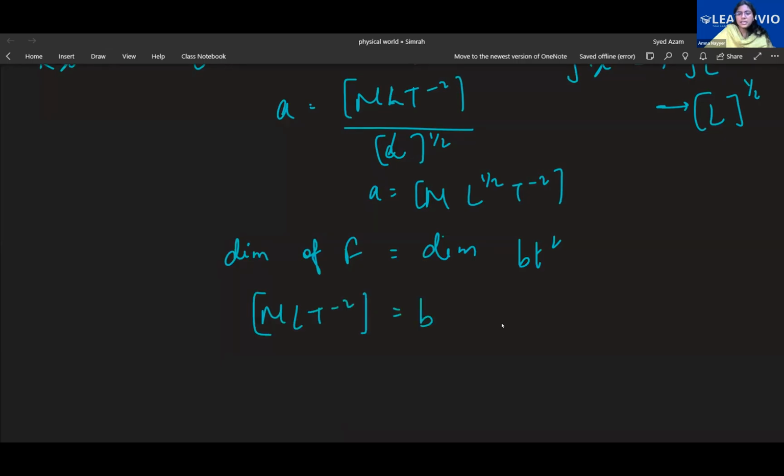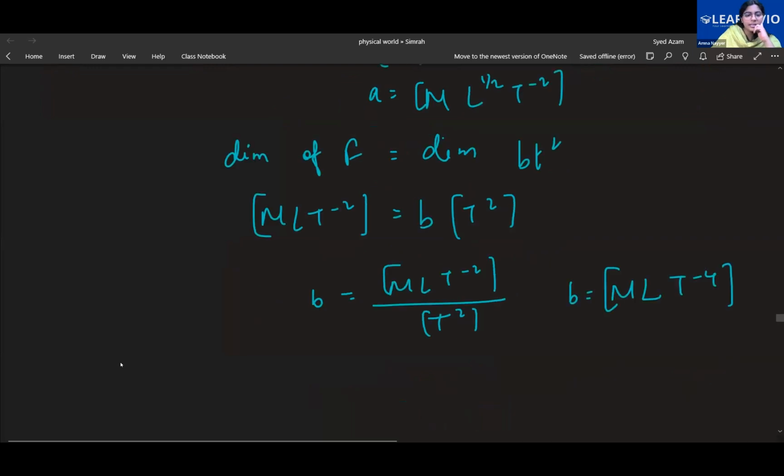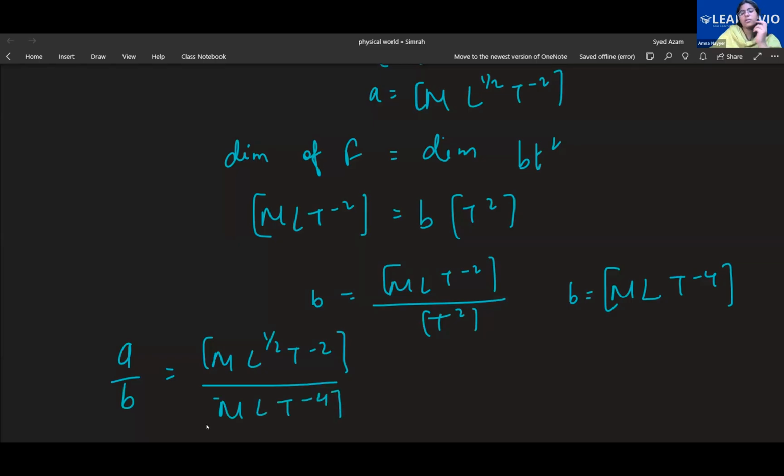B we don't know, this is t squared. B will be MLT to the power minus 2 by t squared. So B will be M L, and now this will become t to the power minus 4. Now we have to take the ratio of A and B. This is what the question is asking. M L to the power half t to the power minus 2 divided by M L t to the power minus 4. Mass gets cancelled. L to the power 1 minus half, t to the power 2.